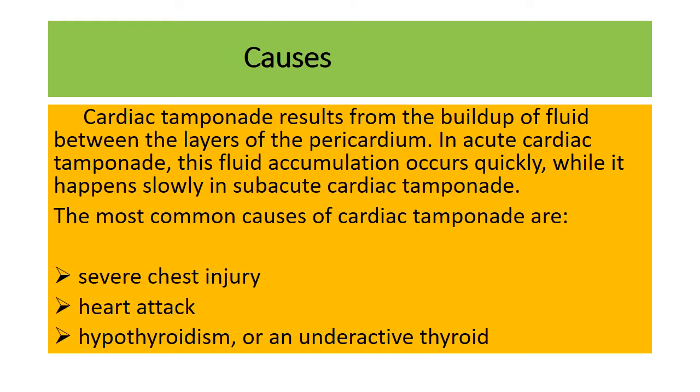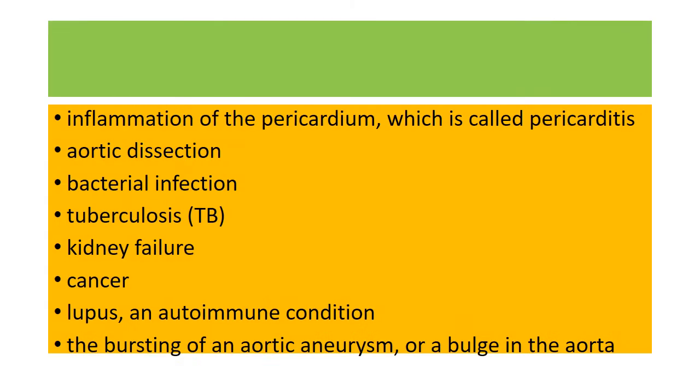Coming to the causes of cardiac tamponade, it results from the buildup of fluid between the layers of the pericardium. In acute cardiac tamponade, fluid accumulation occurs very quickly, and it happens slowly in subacute cardiac tamponade. The main causes are severe chest injury, any post-heart attack, hypothyroidism or an underactive thyroid, and even inflammation of the pericardium, which we call pericarditis, and aortic dissection.